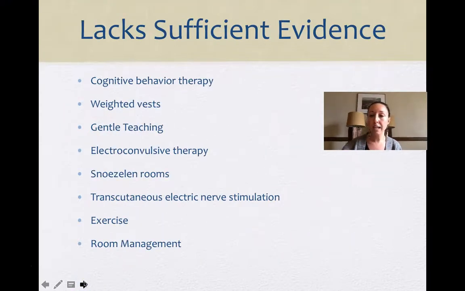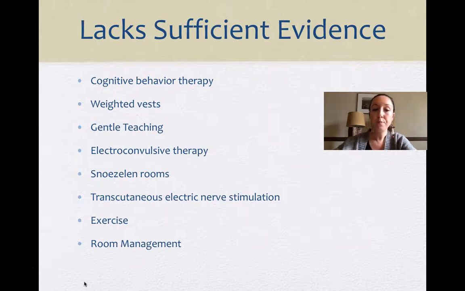So what are some things that are lacking sufficient evidence? Again, it doesn't say that maybe these things won't be someday, but right now they lack sufficient evidence for decreasing self-injurious behavior. Cognitive behavioral therapy, the use of weighted vests and gentle teaching, electroconvulsive therapy, snoezelen rooms, which the chapter talks about, essentially a room with all these different sensory experiences in it, transcutaneous electric nerve stimulation, exercise, and room management, so just changing the setting of the room.